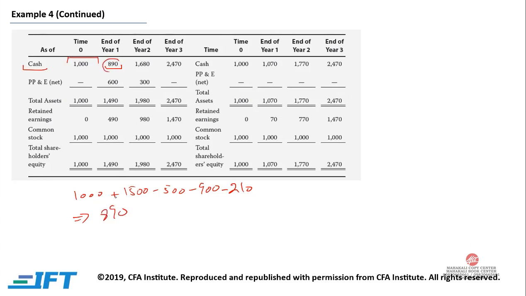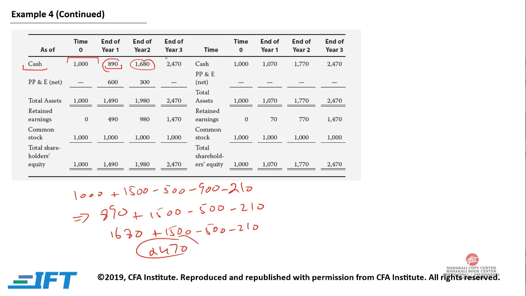For the second year, 890 plus 1500 minus 500 minus 210 is 1680. We are not deducting 900 anymore from here because we are buying the equipment only once in year 1. And year 3 again, 1680 plus 1500 minus 500 minus 210 equals 2470. So over here cash is 2470.